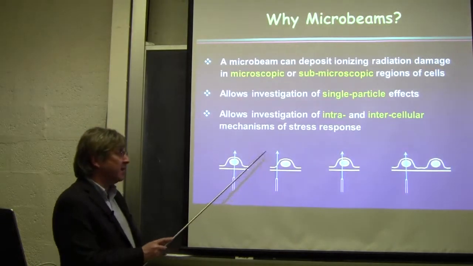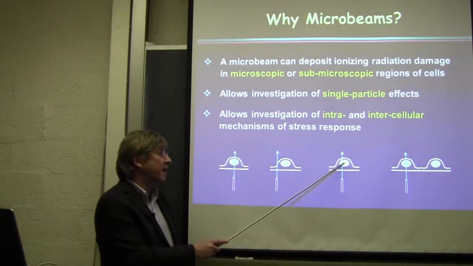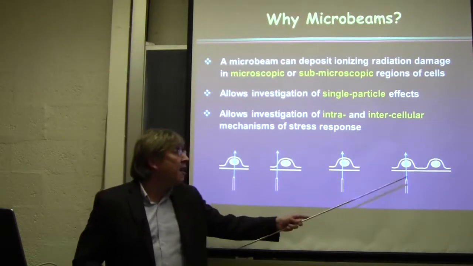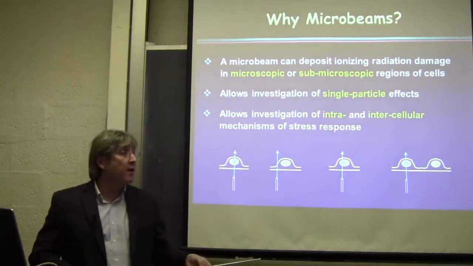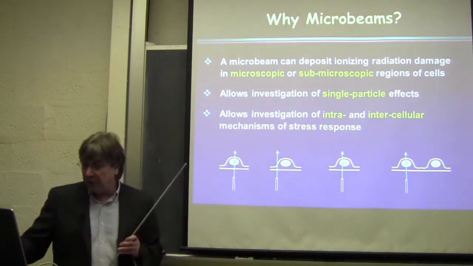So we'll be interested in situations where we irradiate a single cell nucleus, where we irradiate a single cell cytoplasm, where we irradiate specific parts of a cell, and where we irradiate a cell but guarantee that the neighborhood cell, the neighboring cell, is not irradiated. So those are four of the common situations that I'll talk about.